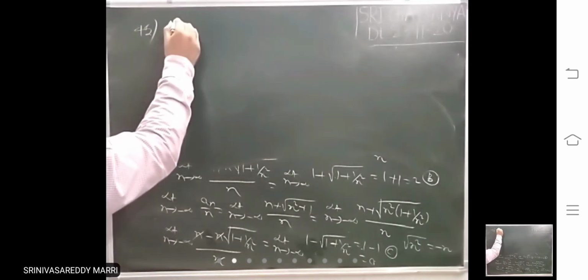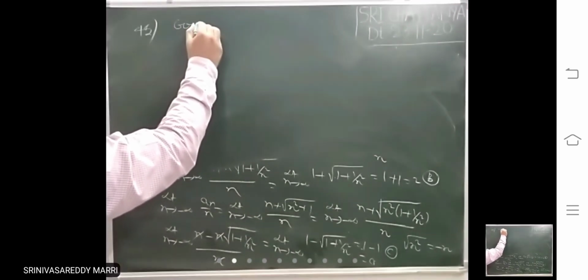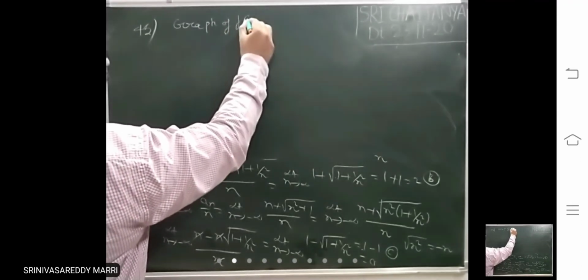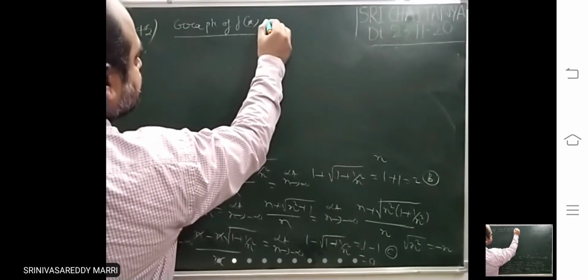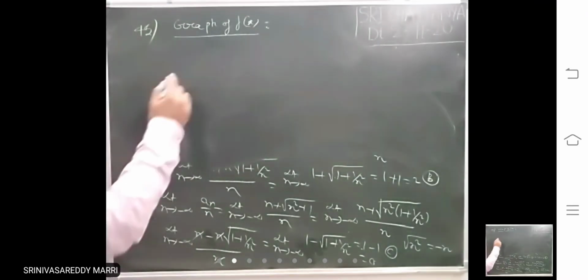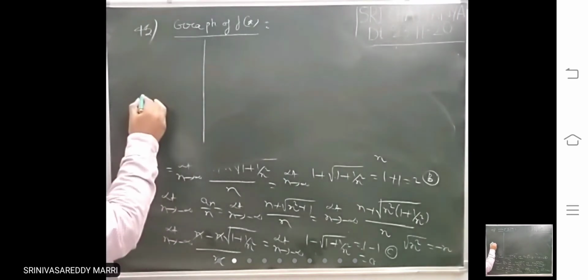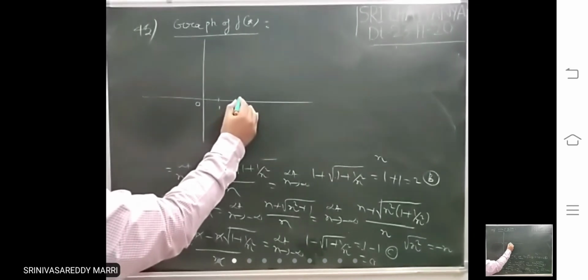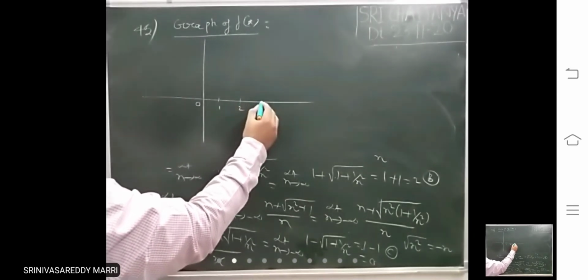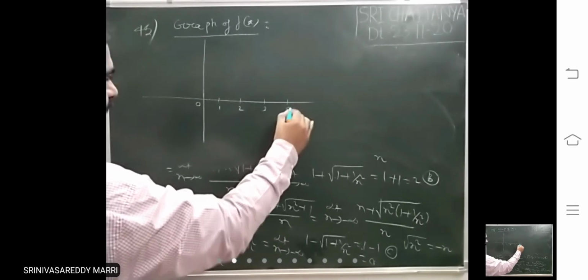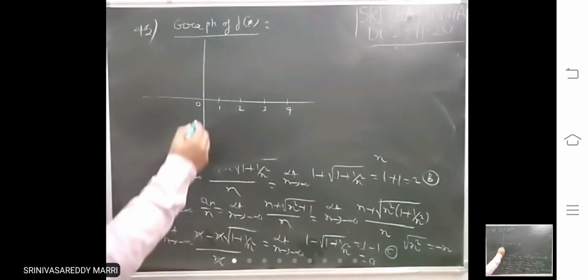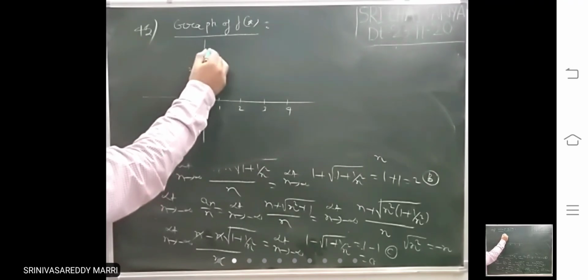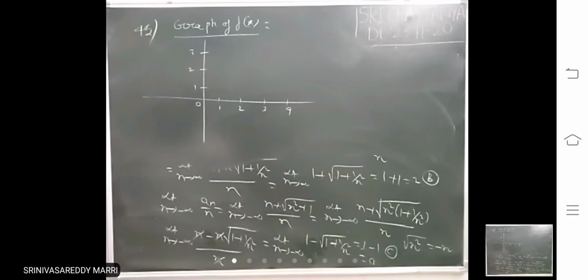So look at, a function graph is given. Graph of f of x is given like this. Look at, I am drawing. Graph of f of x is given like this: 0, 1, 2, 3, 4, till 4, and 1, 2, 3. Very easy problem it is.